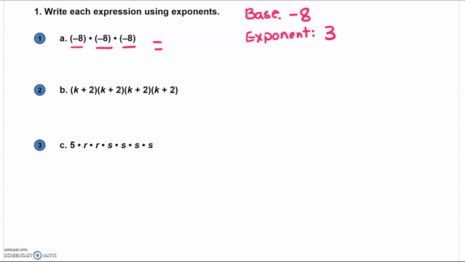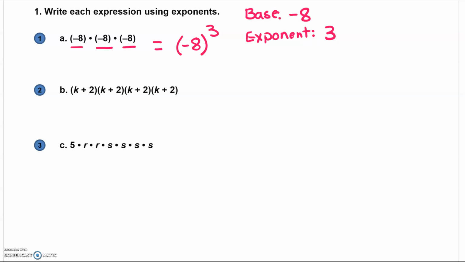So we would rewrite this as -8. We keep it in parentheses like this because it's negative. And then we just write, not second, but the third power there. So (-8) to the third power. Very important that you keep the parentheses like this because the -8 is the whole base, so it needs to stay in parentheses like that.